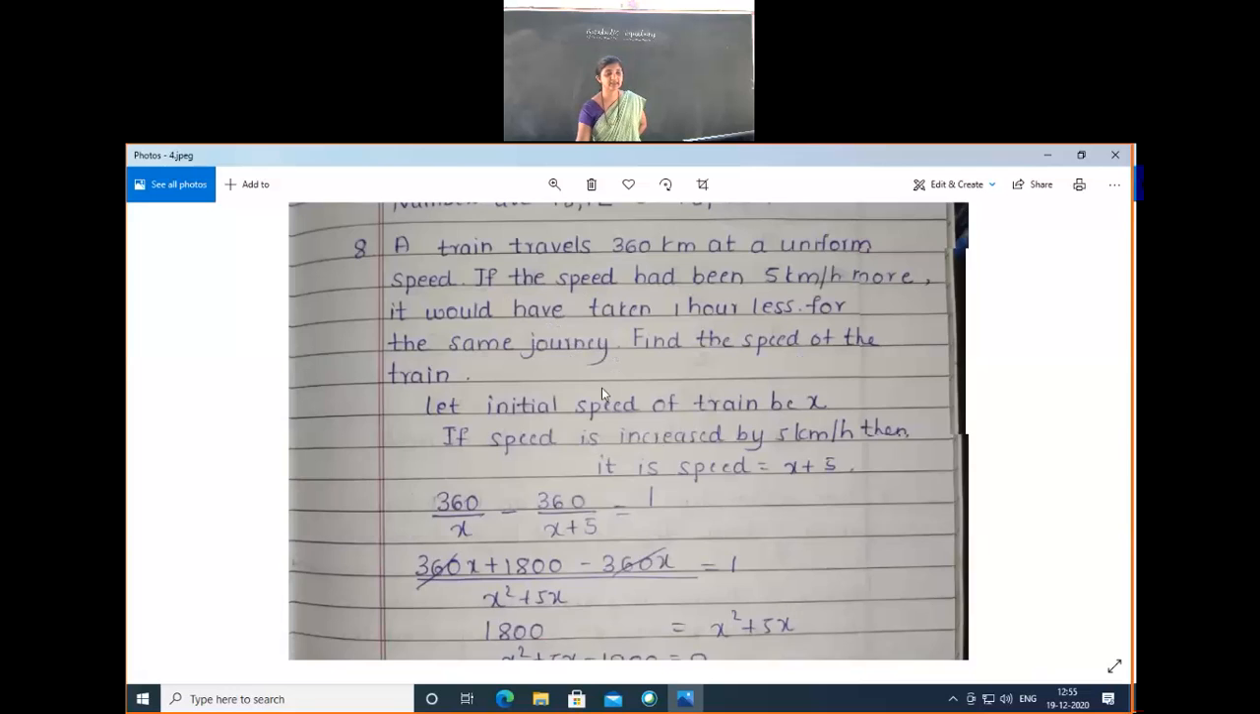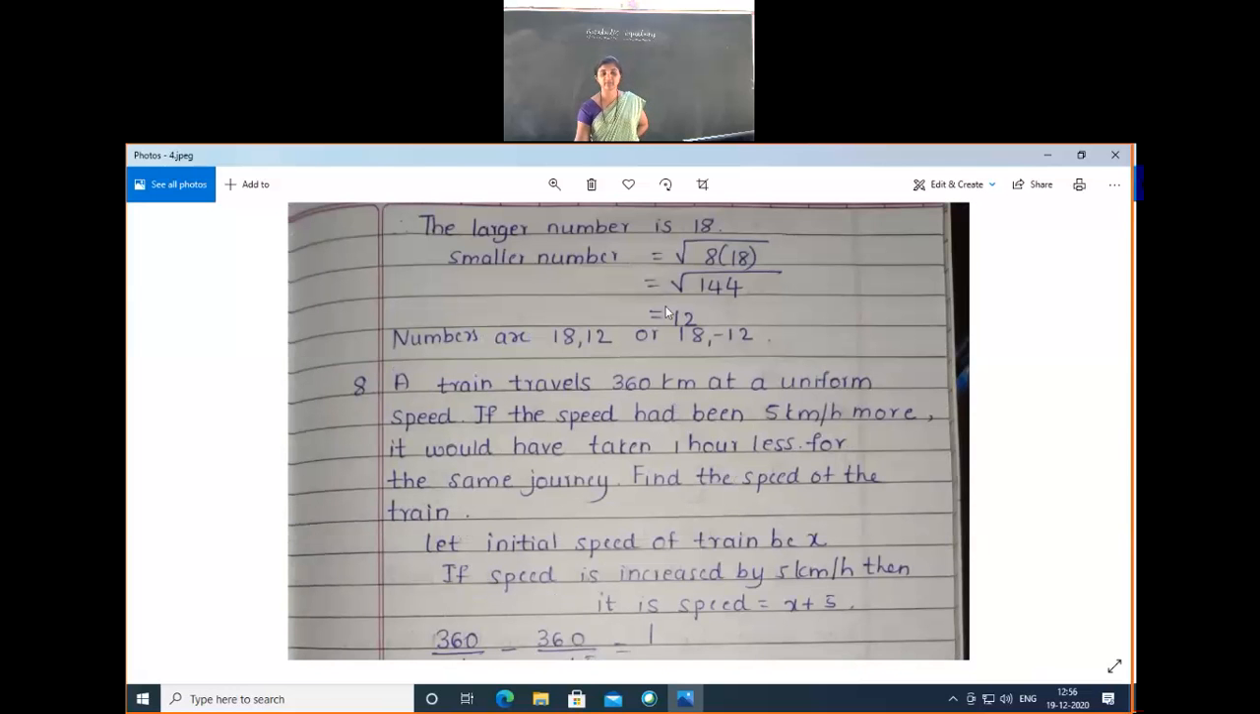Then the smaller number is square root of 8x, that is 18, square root of 144. So square root of 144 is 12. So the small number is 12. The numbers are 18 and 12. Is that clear? Yes.